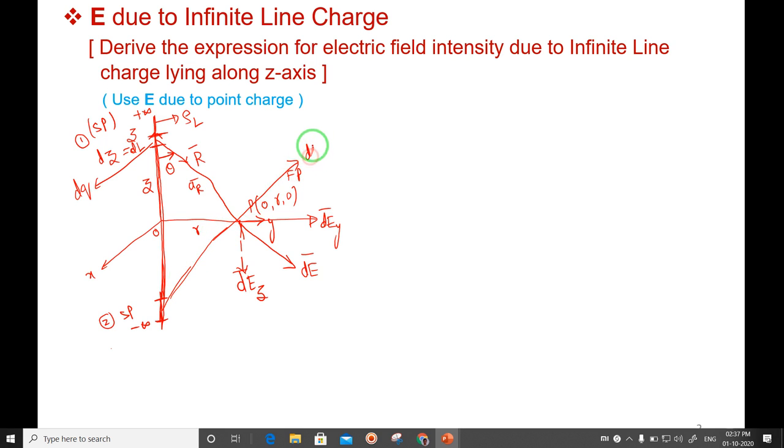So this is the differential electric field intensity due to this differential length of the line charge. This is the second differential length, right? So it also has a horizontal component dEy and a vertical component dEz.